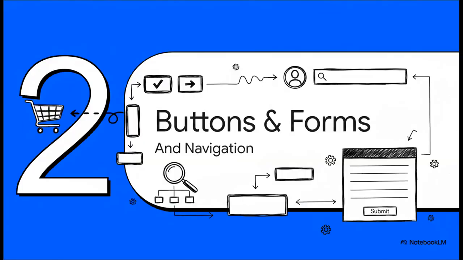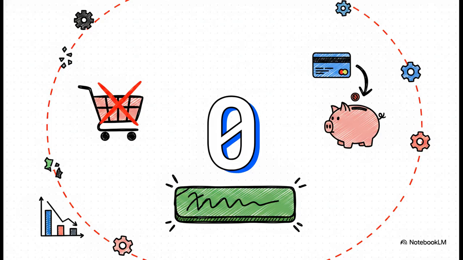Moving right along to Section 2, Buttons, Forms, and Navigation. 0. That is the exact amount of revenue our e-commerce site is going to generate if a functional test fails and our Buy Now button is broken. It literally doesn't matter if our UI is stunning. If the user clicks that big, beautiful, perfectly shaded green button and nothing happens, we lose the sale, plain and simple. This is why testing every single interactive element is completely non-negotiable.